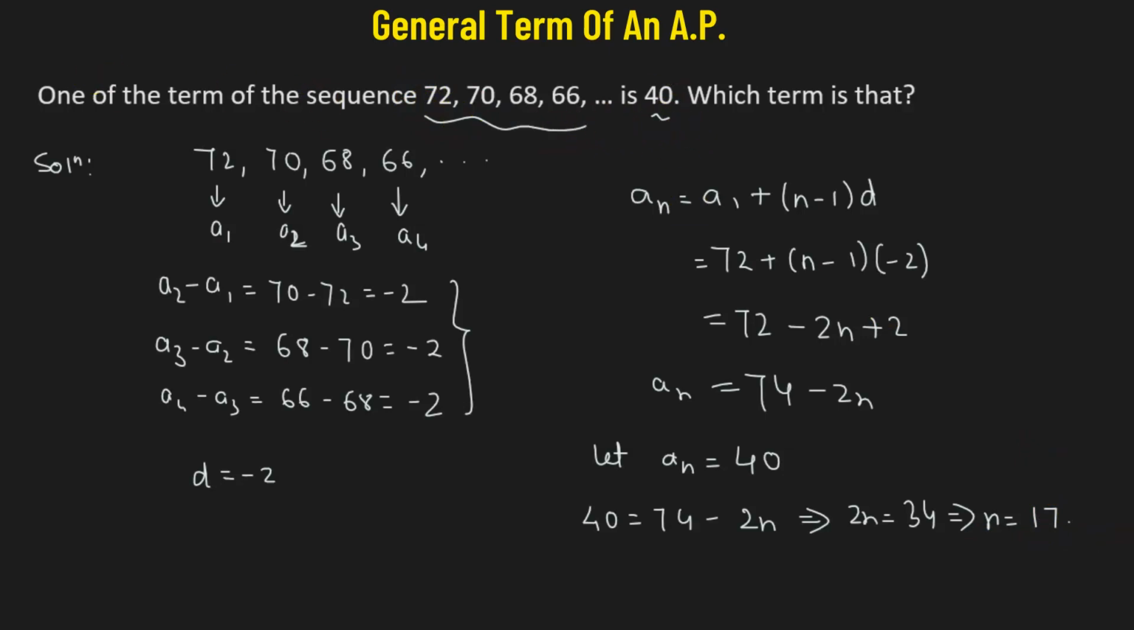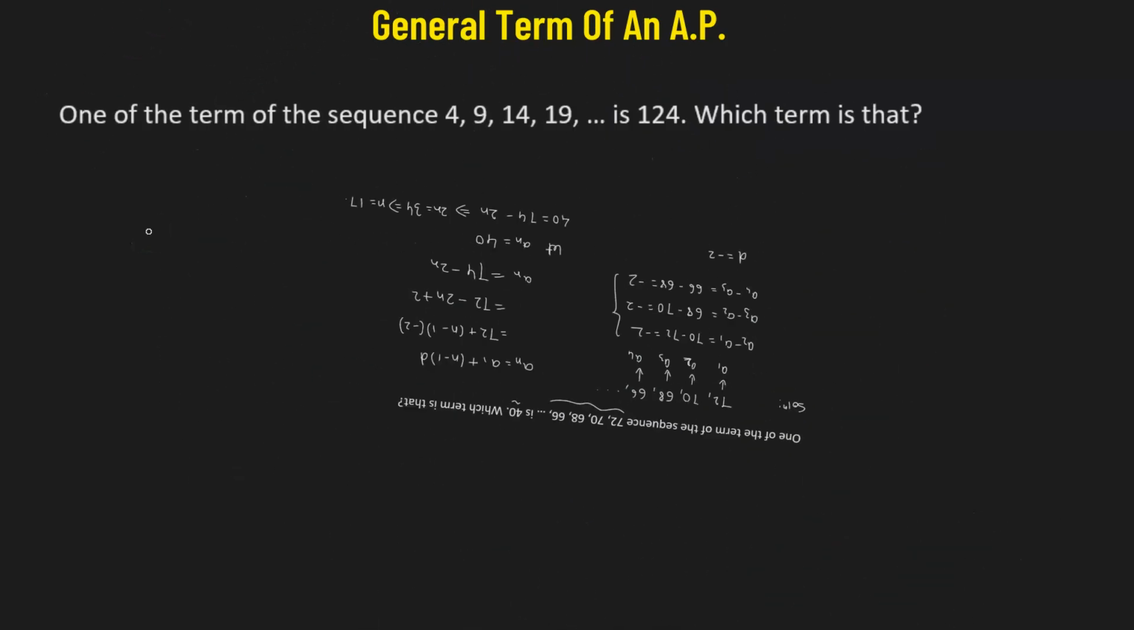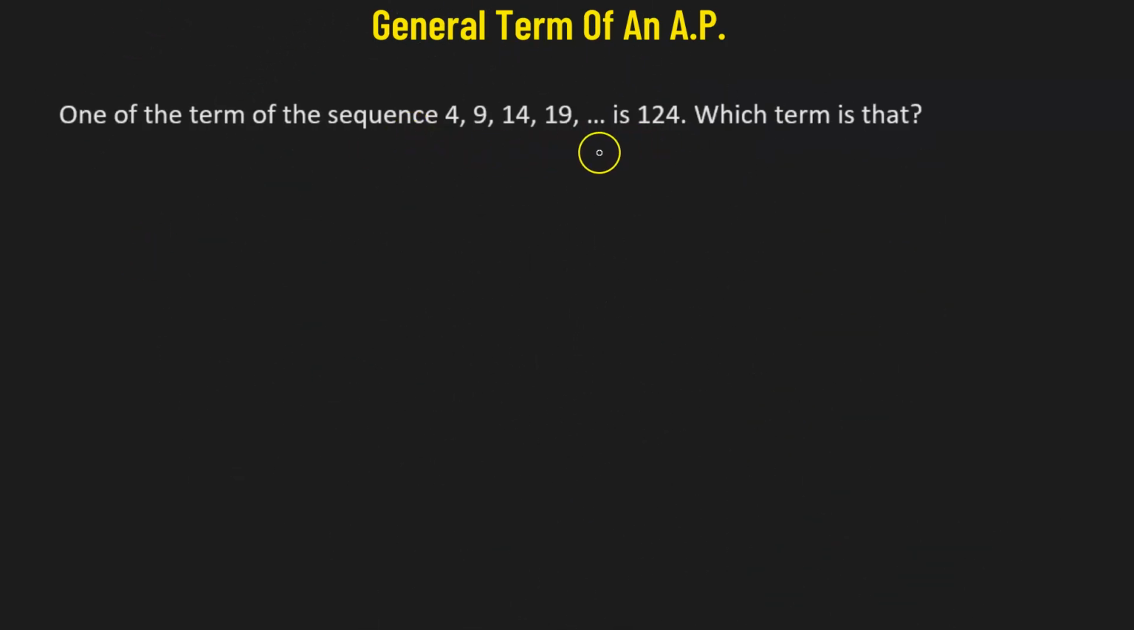Let's move on to the next problem. Problem number 2. So here, one of the terms of this particular sequence is 124. We need to obtain the particular term. So which term is giving us the value 124. So let's look at this problem. So first we will check whether it is an AP or not.